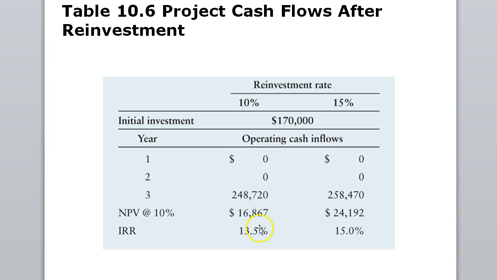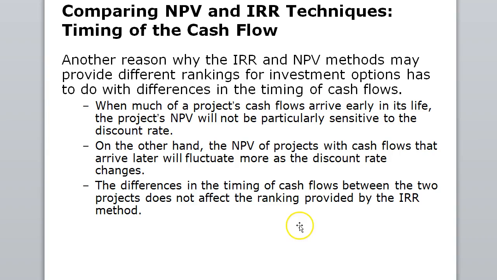So here we find that the internal rate of return is only 13.5%, and here it's 15%, which makes sense because we're reinvesting at 15% here. Another big reason why net present value and internal rate of return methods may provide different rankings for investment options has to do with the different timing of the cash flows.